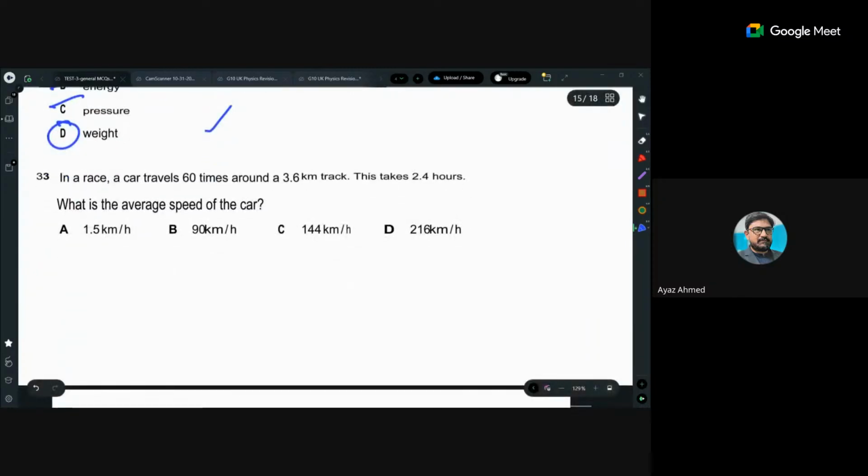Then question number 33. In a race, the car travels 60 times around a 3.6 kilometer track. This takes 2.4 hours. What is the average speed? So average speed is total distance divided by total time taken. So what is your total distance? 3.6 kilometers times 60. Do it quickly, what will it come to?